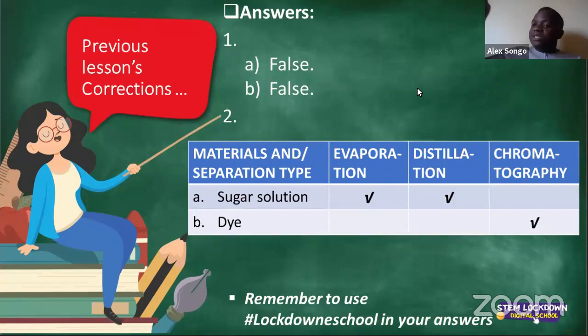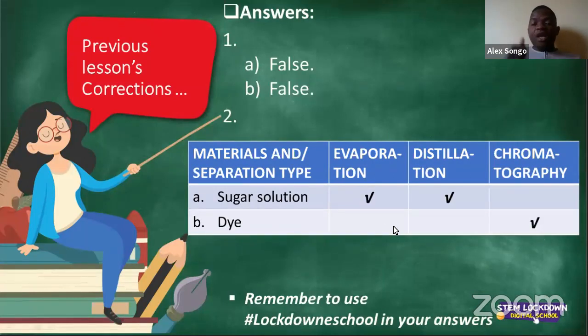So that is, we've got question number B as well, where the answer there was false. I'm assuming that we got those correct. In question number 2, ladies and gentlemen, I want us to have a bit more focus on question number 2. We then gave you materials on the left. We then said you need to decide by ticking how you separate those two materials. We had a sugar solution. How do you separate a sugar solution, ladies and gentlemen?